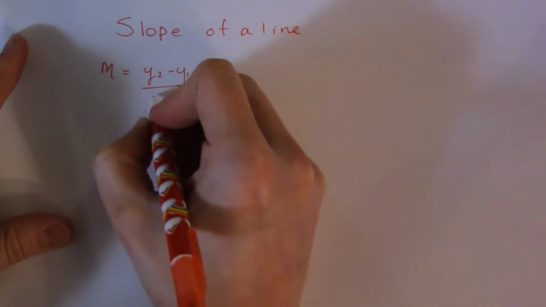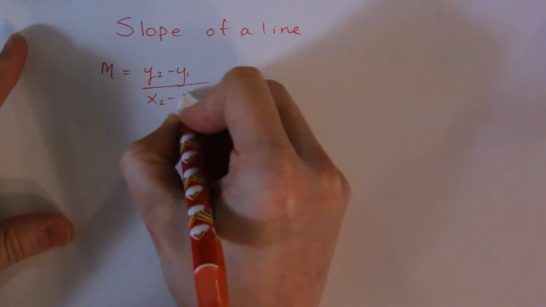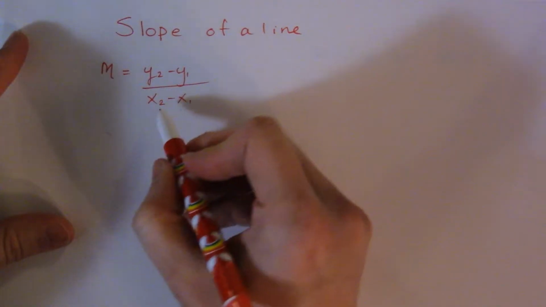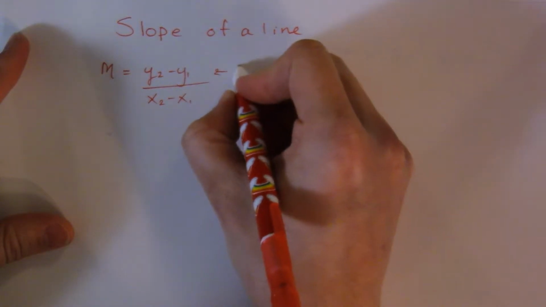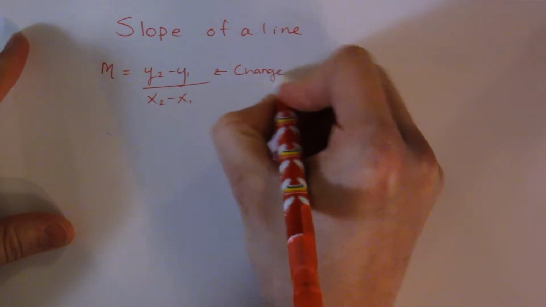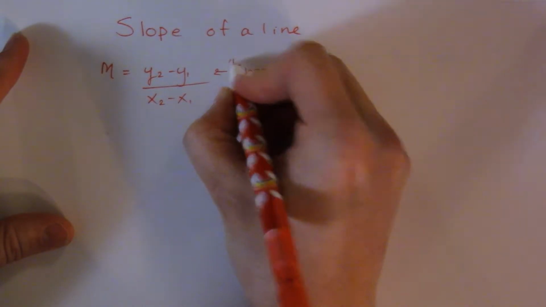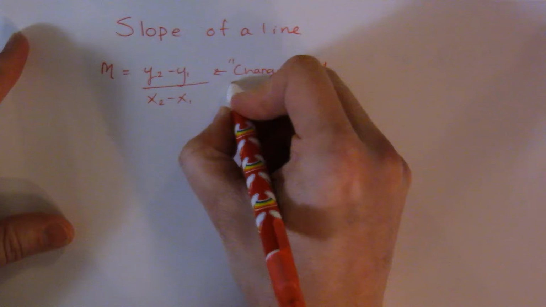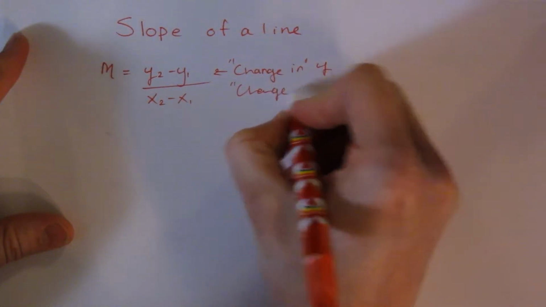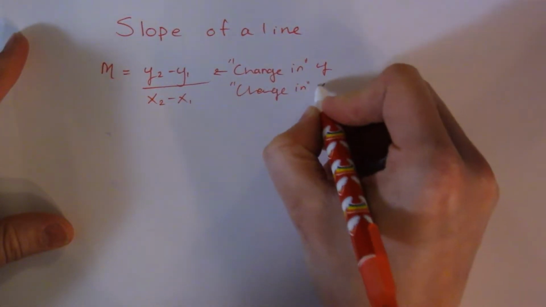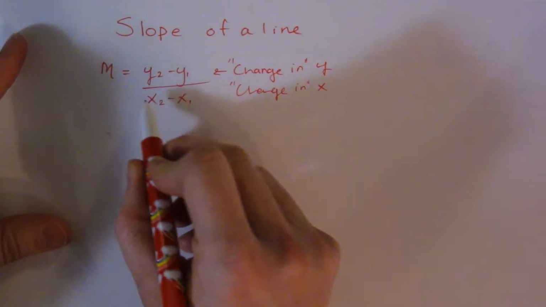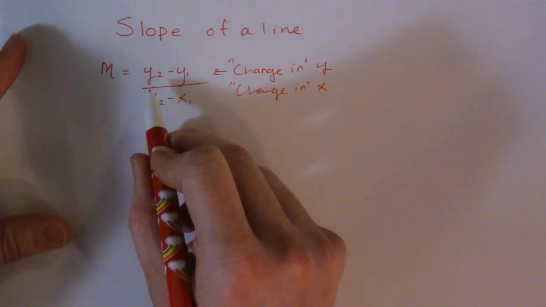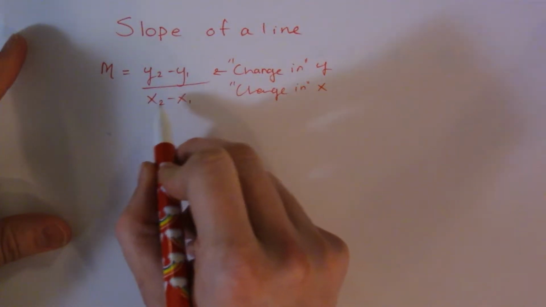So the slope formula is essentially y2 minus y1 over x2 minus x1. Some people call this the change in y over the change in x. So the distance, up or down, divided by the distance from side to side. So how much it goes up or down, divided by the distance from side to side.